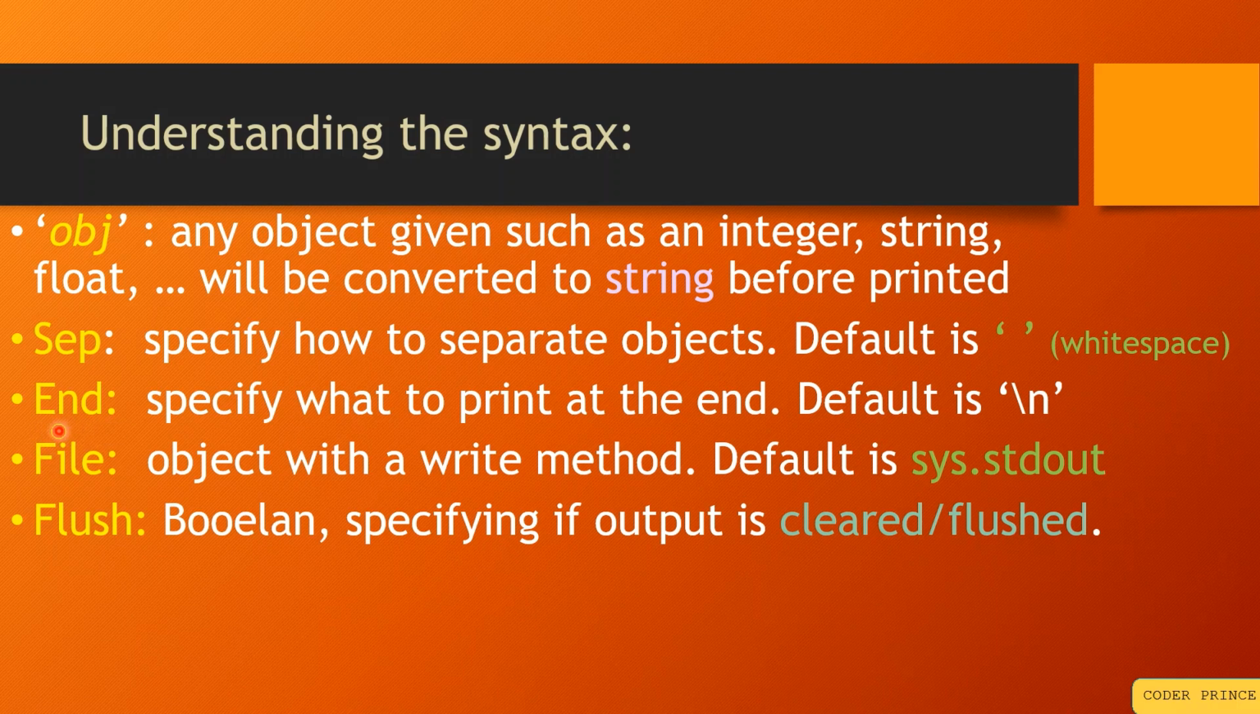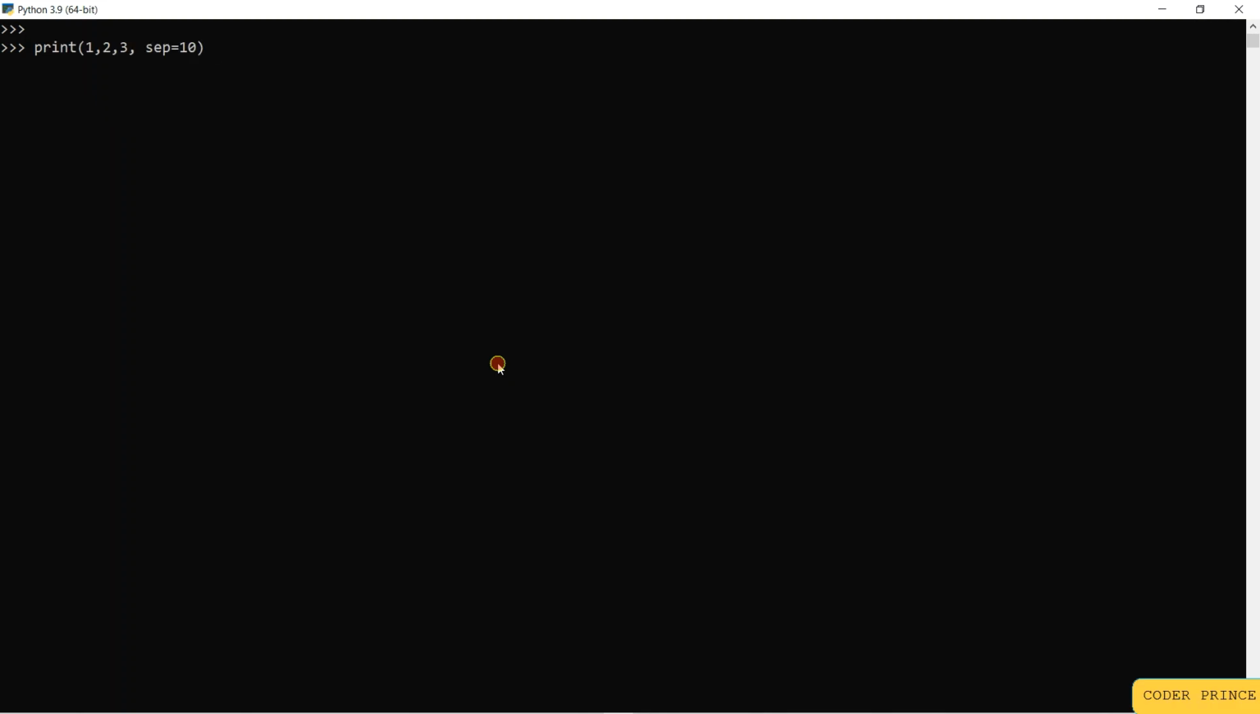Now coming to end. End is used to specify what to print at the end of the line, or maybe the end of the objects. So once you print all the objects in the statement, what to print next. By default it's a new line in Python. I'll show you how to change that. I'll take the same example where we had sep equal to arrow, type end. Now I will end it with star star for now. Now you can see that after 3 there are 2 stars.